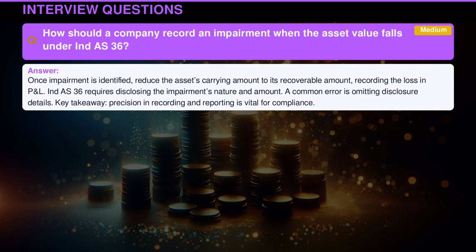Once impairment is identified, reduce the asset's carrying amount to its recoverable amount, recording the loss in profit and loss. Indian Accounting Standard 36 requires disclosing the impairment's nature and amount. A common error is omitting disclosure details. Key takeaway: precision in recording and reporting is vital for compliance.